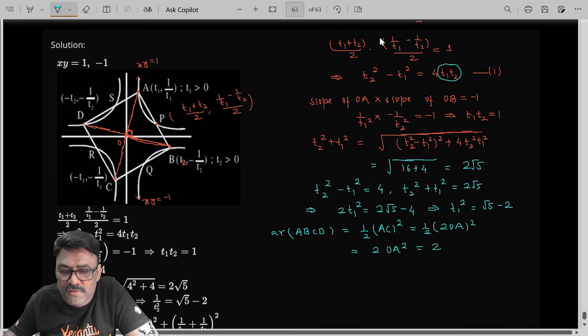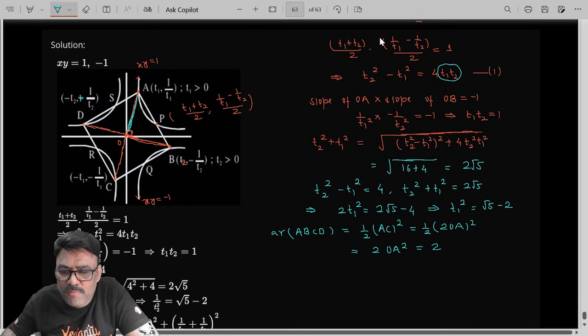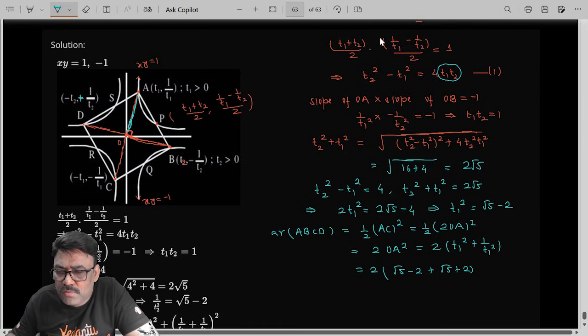And let's find OA square just by using the distance formula. Actually, this point is plus here, not minus, but ignore these things, no need to use them. So just find OA square. OA square will be T1 square plus 1 by T1 square. So this is 2 times, T1 square is root 5 minus 2, and 1 by T1 square will be root 5 plus 2. Just take the reciprocal: 1 by T1 square will be 1 by root 5 minus 2, rationalize it, it is root 5 plus 2. So it is 4 root 5 now.